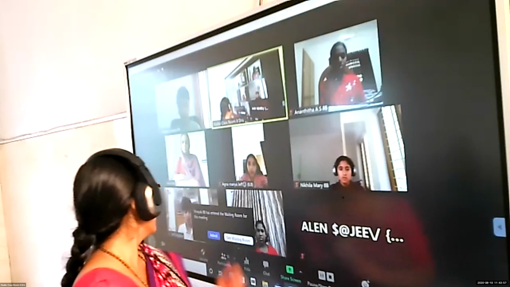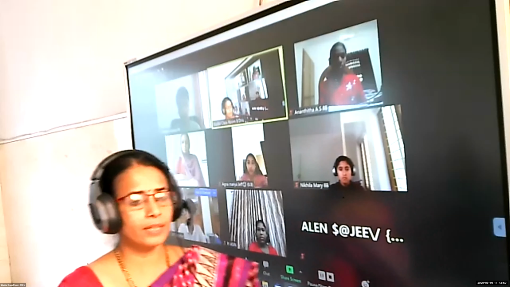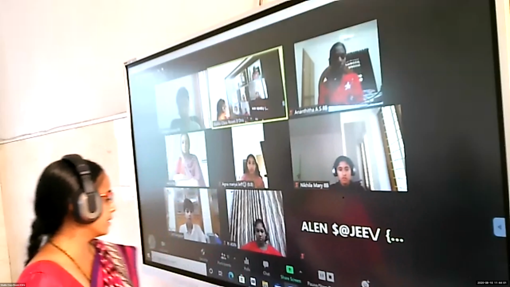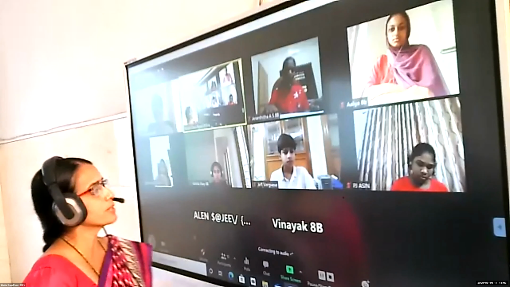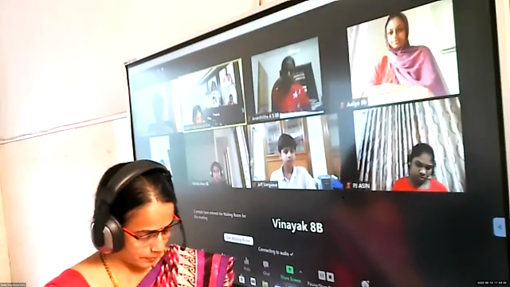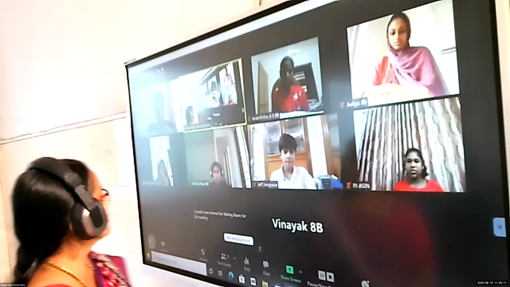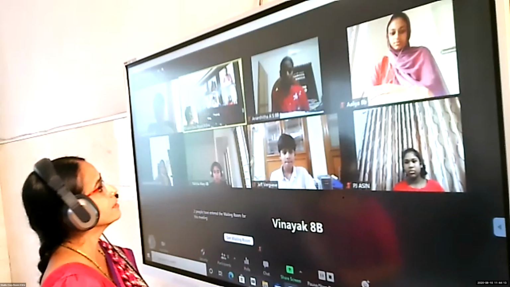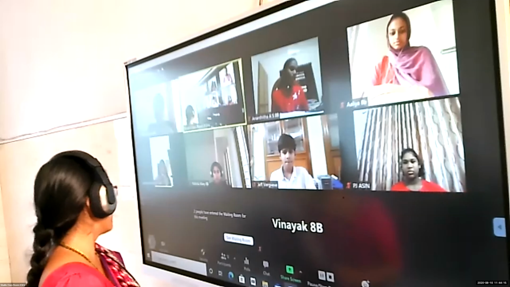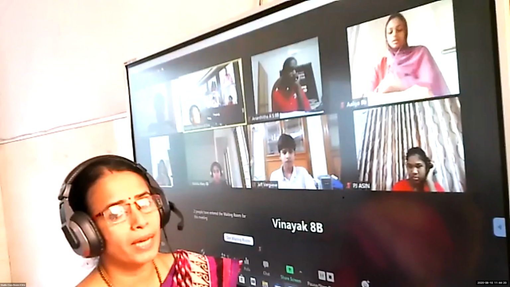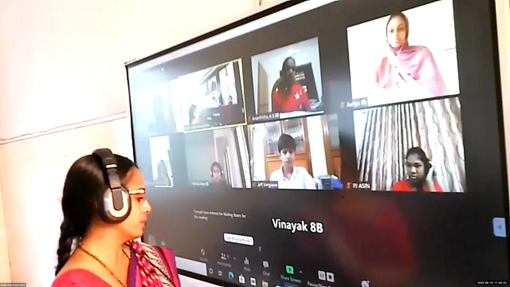Agna, how can we find the area of a trapezium? Area of trapezium is half H into A plus B. What is H? Height, and height means the distance between the parallel sides. A and B are the length of the parallel sides.